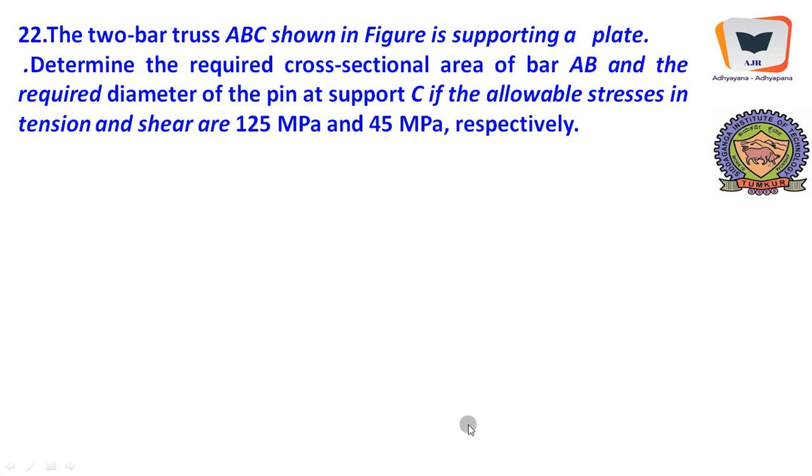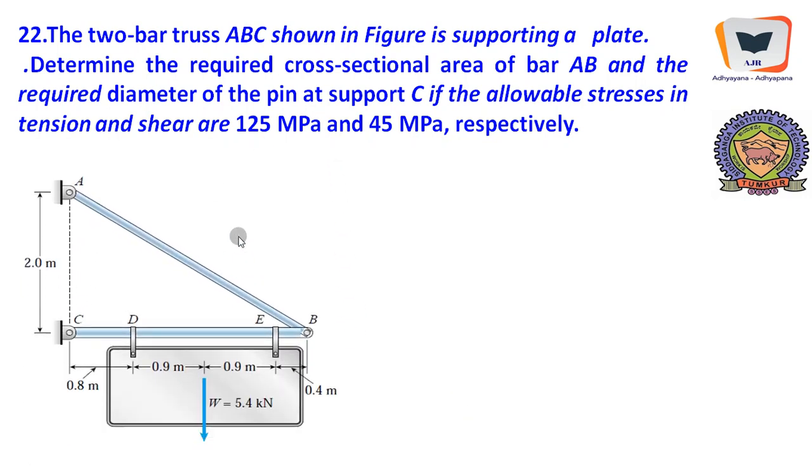22. The 2-bar truss ABC shown in figure is supporting a plate, maybe a name plate. Determine the required cross-sectional area of the bar AB and the required diameter of the pin over here at the support C. This is the pin which runs through the heart of this particular rod, and here is also a pin, and there is a bar that is being held like this. This problem comes like a system.